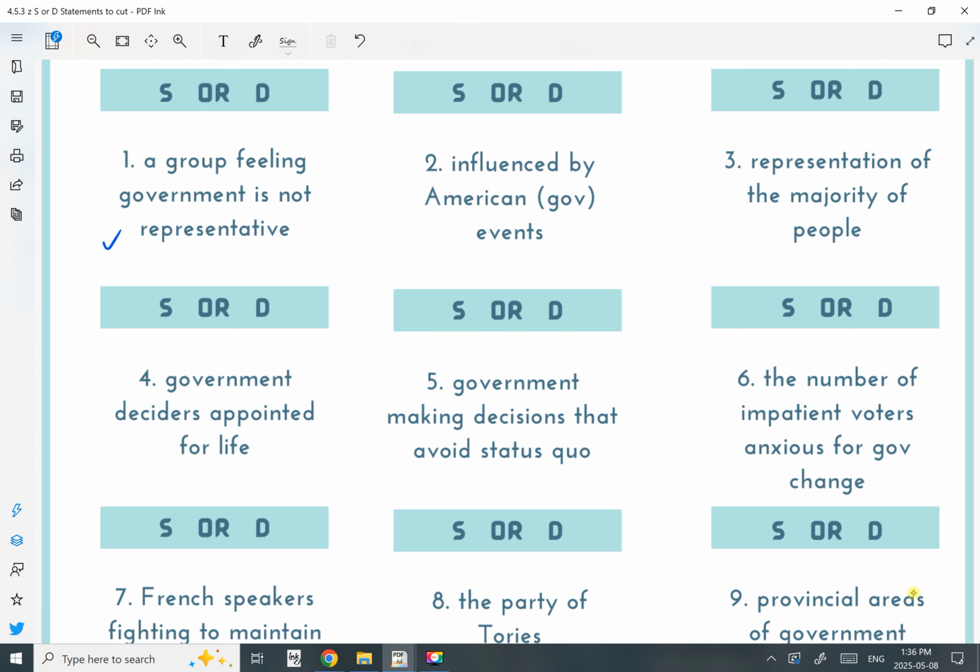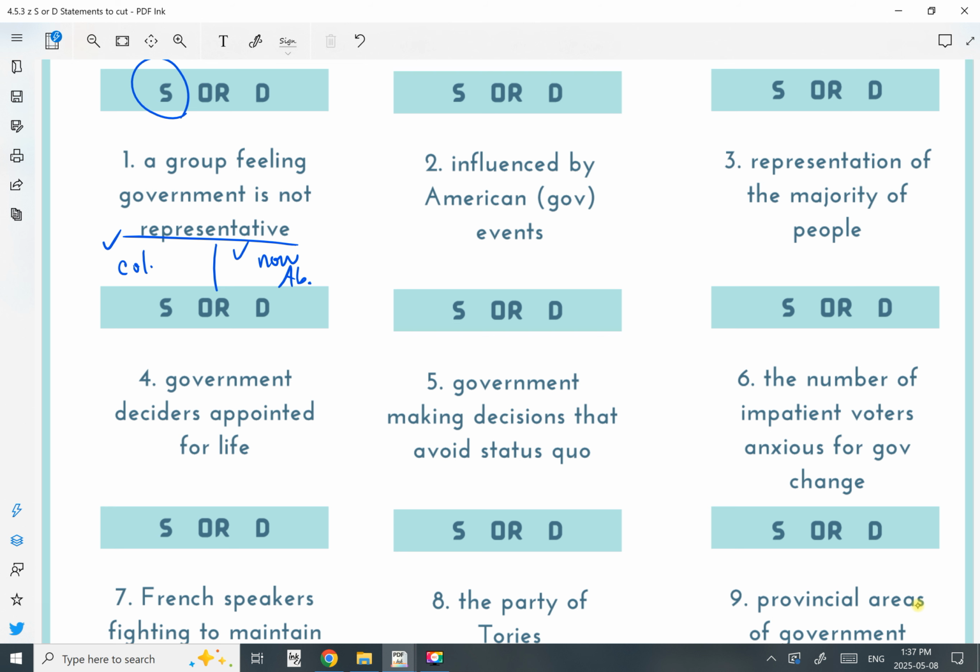So for example, would you say that this happened in the past? You had a group feeling that government wasn't representing them. In the past, that would have been the majority of colonists, right? So it was happening then. Is it happening now? Do you have a group of people in Canada who feel that government is not representing them? Yeah, right? Okay, so in the now, you could just say Alberta or something like that, right? So that would be similar. See how that goes?